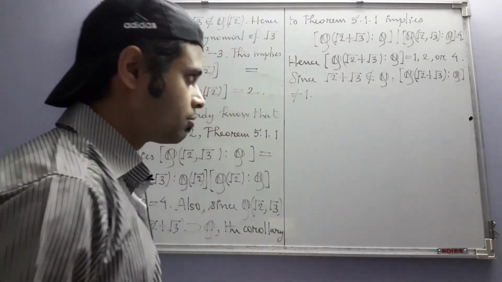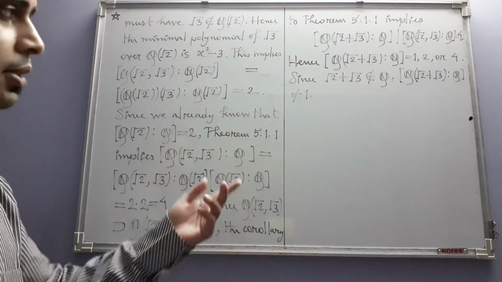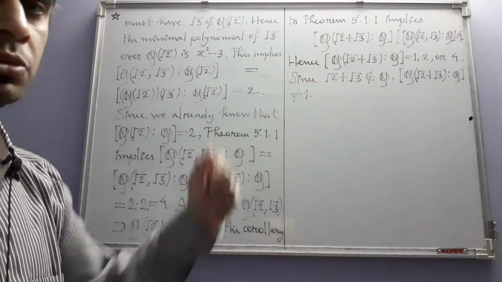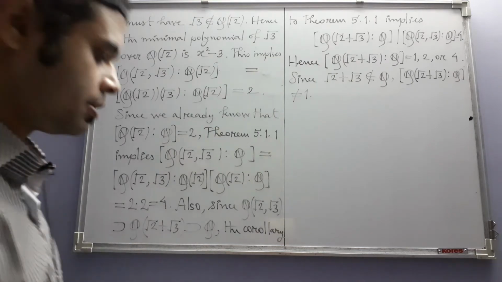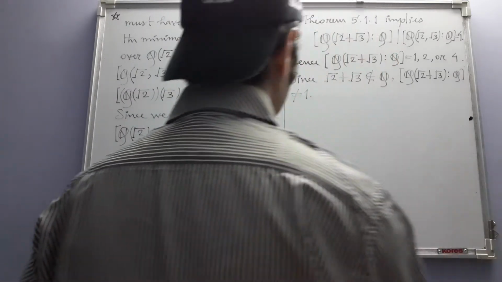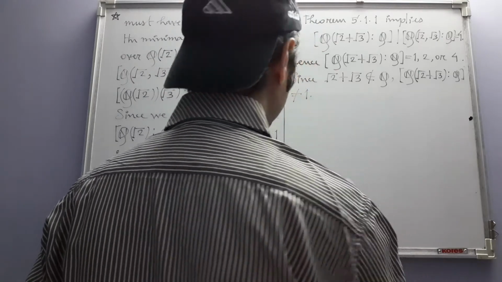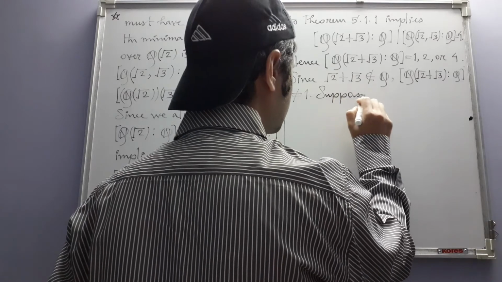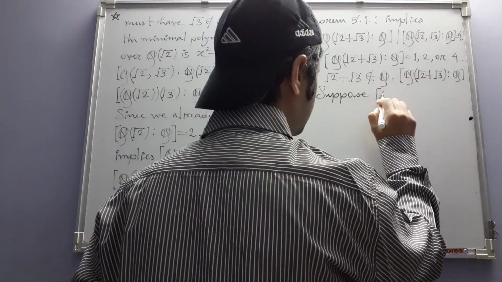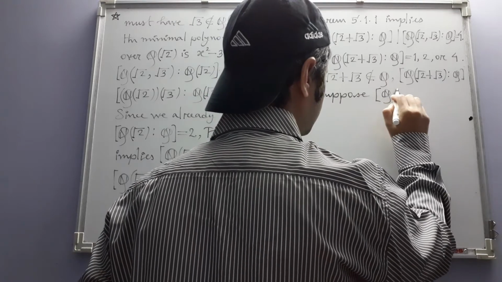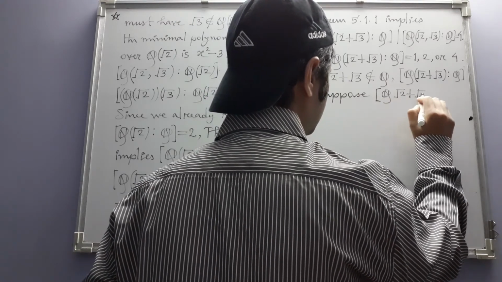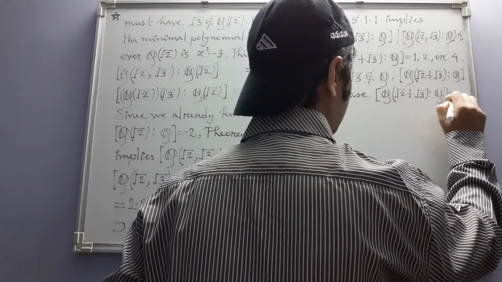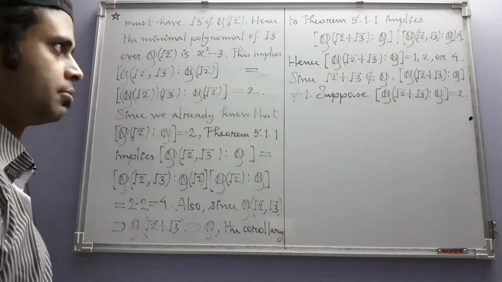So to prove our claim, that is the degree is actually 4, we now have to rule out the case 2. So its degree cannot be equal to 2. That's what we want to show. So let us start by supposing, suppose to the contrary, that the degree is actually equal to 2. Okay.